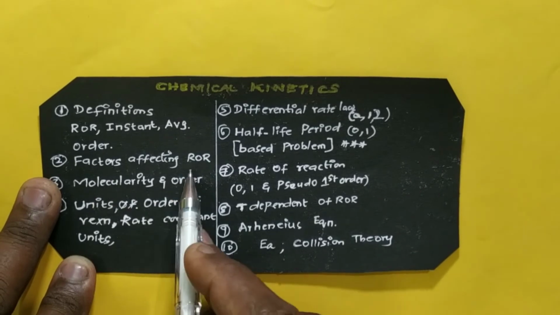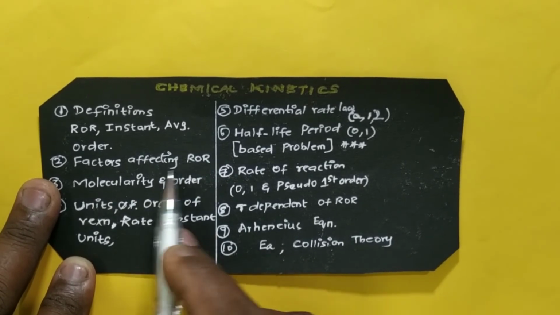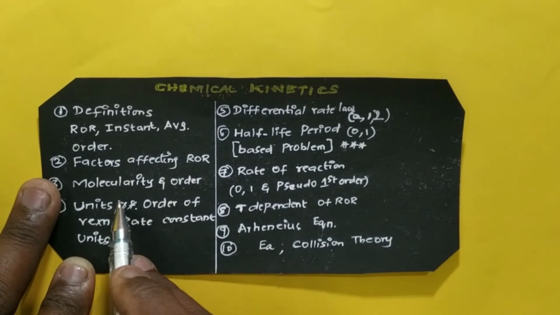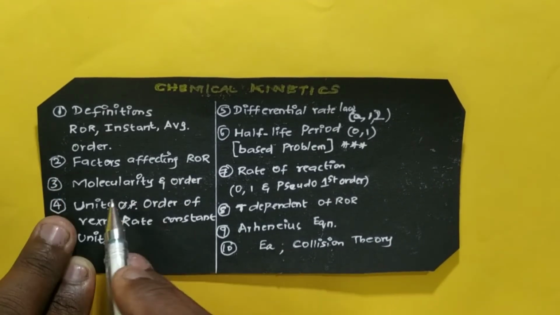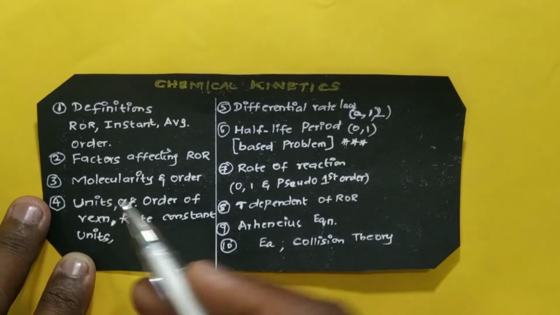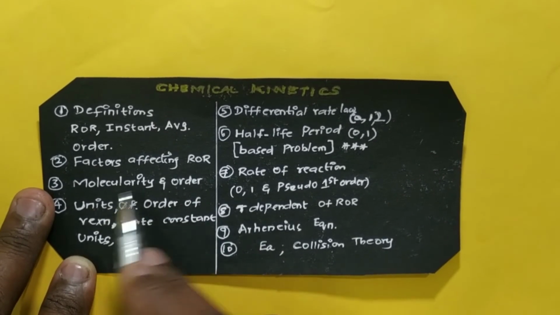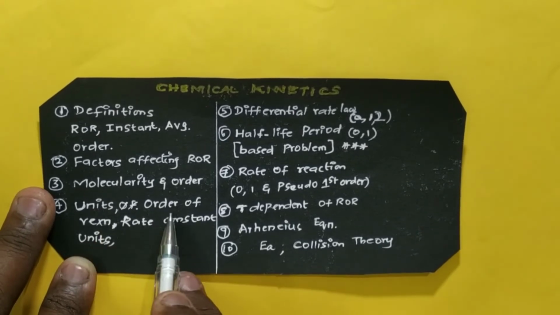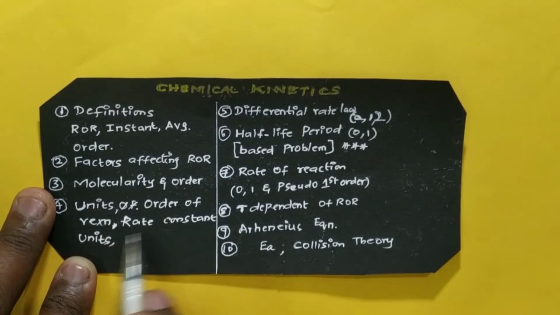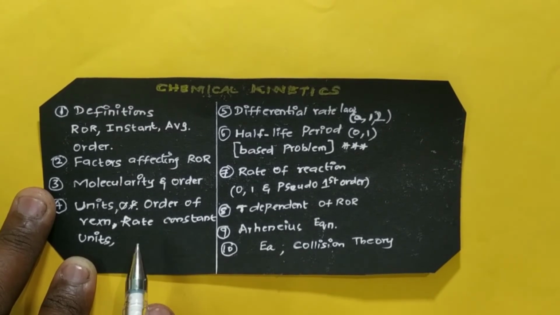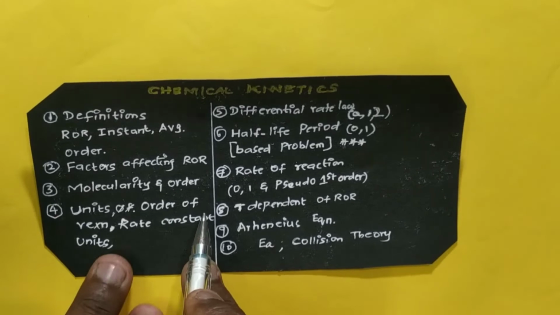And then the factors affecting the rate of reaction, that will be a threatened area for questions. Then molecularity and order. How to find the order of reaction, how to find the molecularity from order. You have to define all those things. And then order of reaction and rate constant units. They will ask the rate constant units for zero order, first order, second order and third order.